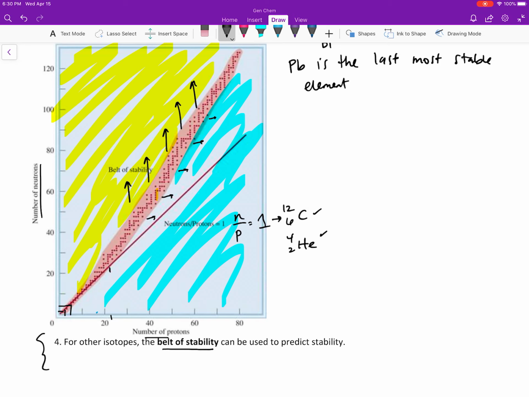Now, if something is up here in this yellow region, we know that it's going to be unstable. Therefore, it's going to want to decay in a predictable way that moves it back towards the belt of stability. And that's going to occur through what's called beta particle emission. And so basically, it's releasing an electron.